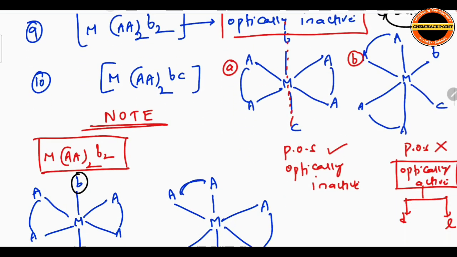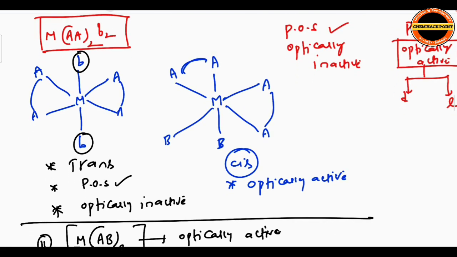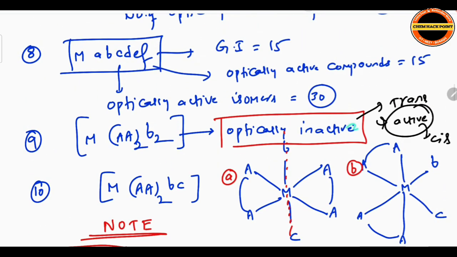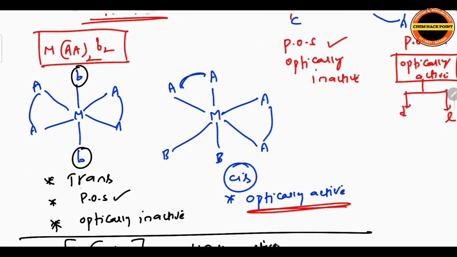Here, the ninth one you see, the ninth one I showed, MA twice B2, separately I showed. Trans and cis form. So here B opposite, trans. POS present, we can cut like this. But here no POS, so it is optically active. The trans form is optically inactive and the cis form is optically active. So for the given compound, inactive is trans, active is cis. Mark it as an important question: MA twice B2. Out of 2, cis is optically active, trans is optically inactive.